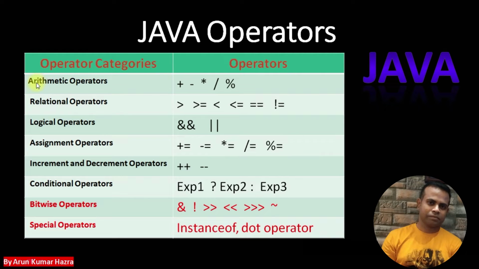Some are called arithmetic operators, relational operators, logical operators, assignment operators, increment decrement operators, conditional operators, bitwise operators, special operators. So today we will learn arithmetic operators through conditional operators with examples, and the last two operators I am going to skip in this class because at this moment, at a beginner level, it will be tough to understand. So let's go one by one.